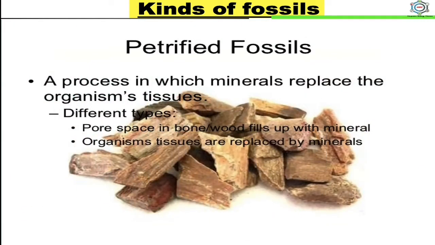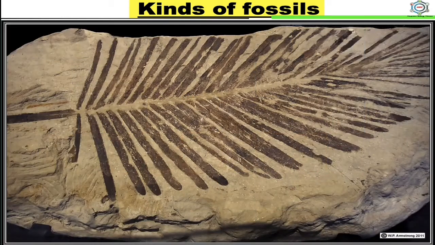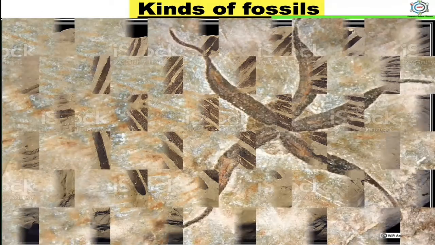Next is petrified remains, that is tissues replaced by water-carried mineral deposits. And the example here is the petrified forest of Arizona. Next is impressions, and the mode of formation is remains in fine-grained sediments on which the organism died. Examples are Archaeopteryx feathers, leaf impressions, etc.